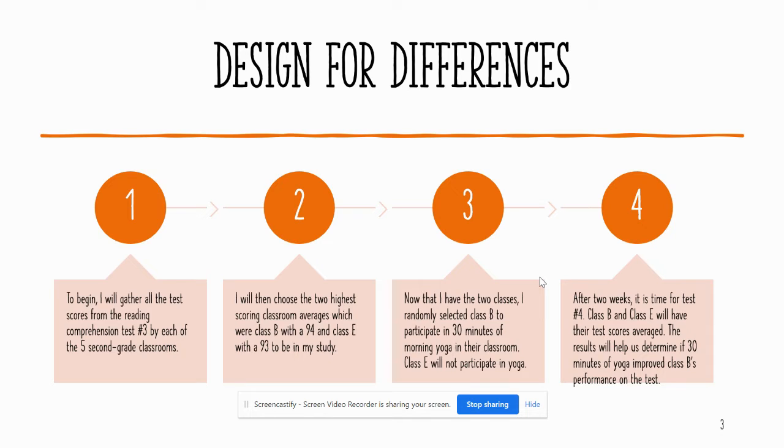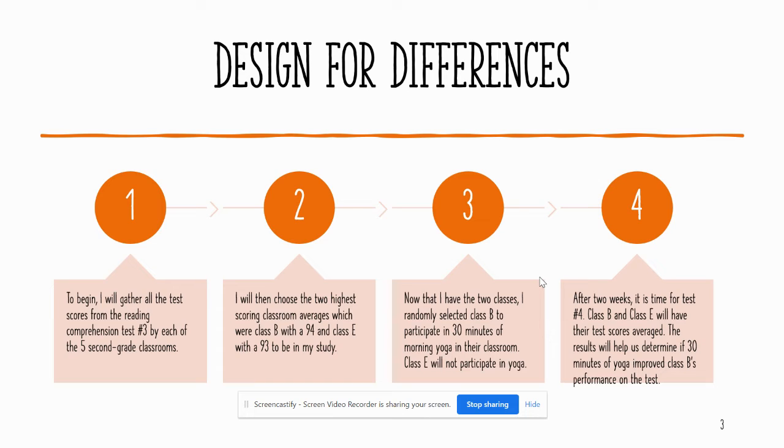So step number 1, I will gather all the test scores from the reading comprehension test 3 by each of the 5th grade classrooms. Step 2, I will then choose the 2 highest scoring classroom averages, which ended up being Class B with a 94 and Class E with a 93, and they will both be in my study. Now that I have the 2 classes, I randomly selected Class B to participate in 30 minutes of morning yoga in their classroom. Class E will not participate in yoga.